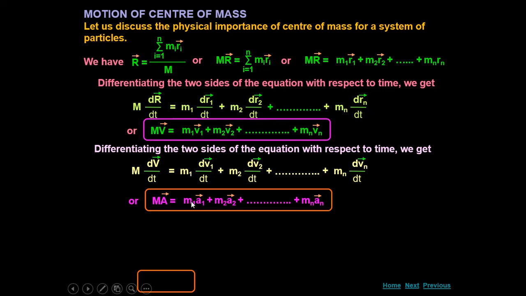According to the definition, mass into acceleration is nothing but force. You can write this also: m a vector equals f1 plus f2 plus f3 and so on up to fn.